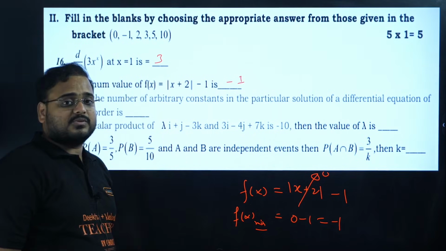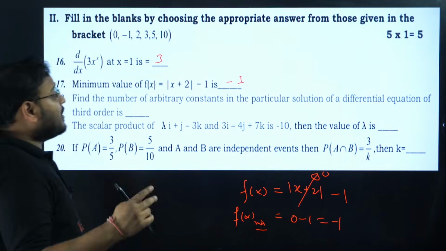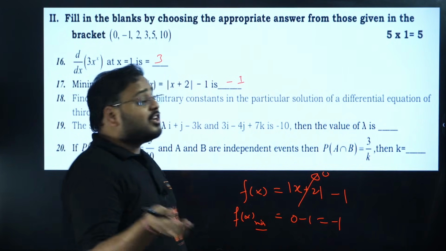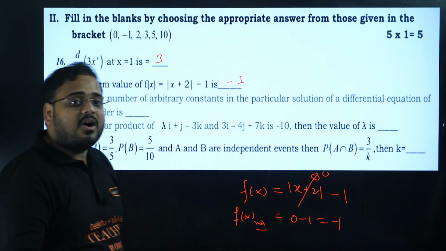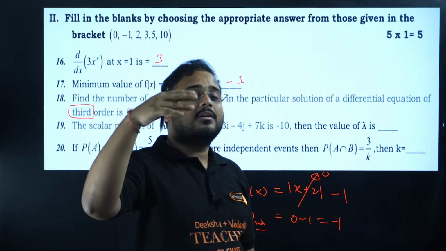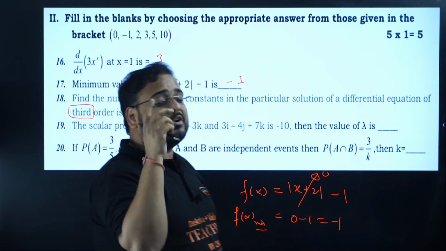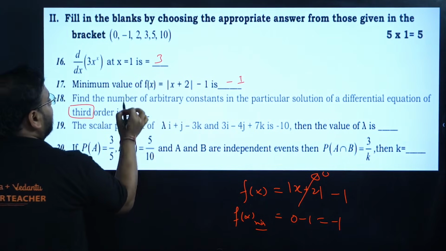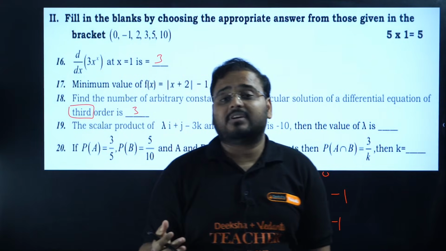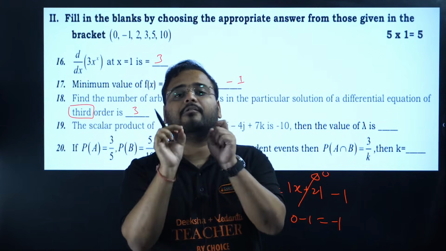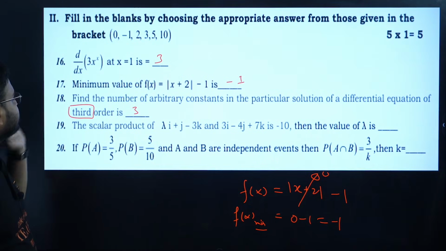Answer is minus 1. Question number 18. Find the number of arbitrary constants in the particular solution of a differential equation of order 3. Order 3. Third order means we are going to have what? The derivative will be d cube y upon dx cube. Means you have to integrate 3 times that. So you'll get arbitrary constant as 3. Based upon the order of the given differential equation, we'll have the same number of arbitrary constants. Hence we have the value as 3 in question number 18.